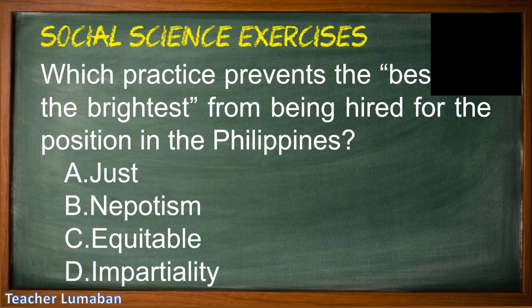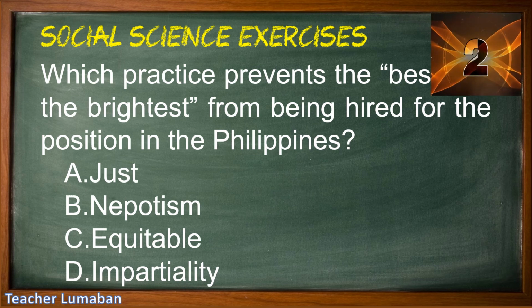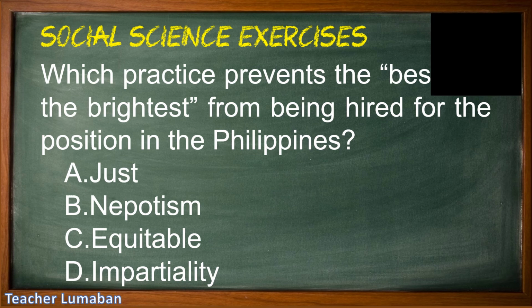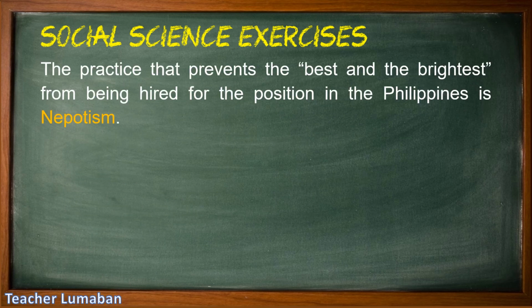Please determine the suitable description of the following choices in 5 seconds. 5, 4, 3, 2, 1. The suitable description is letter B, nepotism. The practice that prevents the best and the brightest from being hired for the position in the Philippines is nepotism.